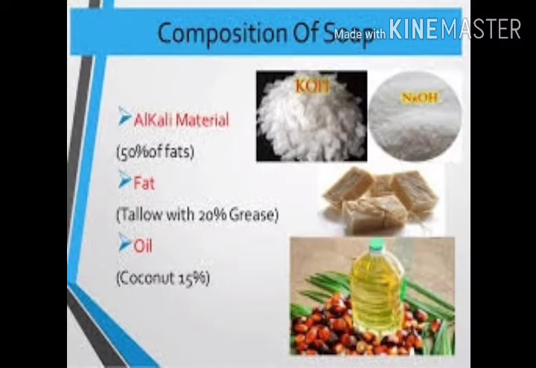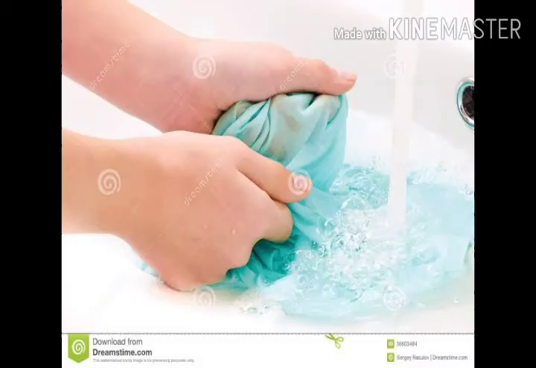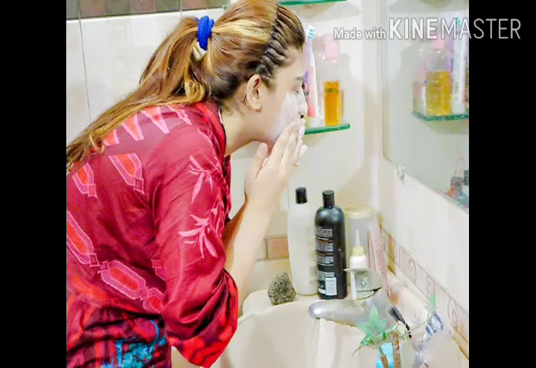So based on this condition, we can divide soap into two types. One is hard soap, and another one is soft soap. Soaps which are prepared by oil or fat with caustic soda or sodium hydroxide are known as hard soap. Soaps which are prepared by oil or fat with potassium salts are known as soft soap. Hard soaps are used for washing purposes and soft soaps are used for cleaning our body.